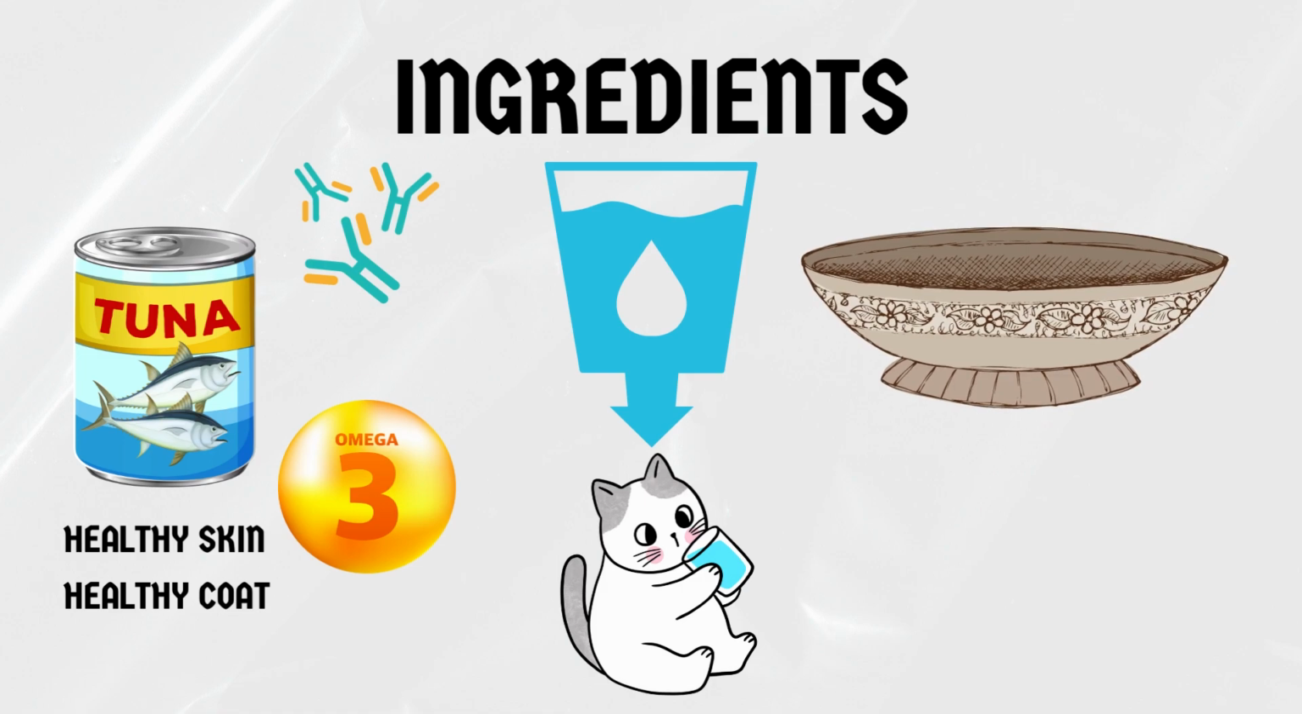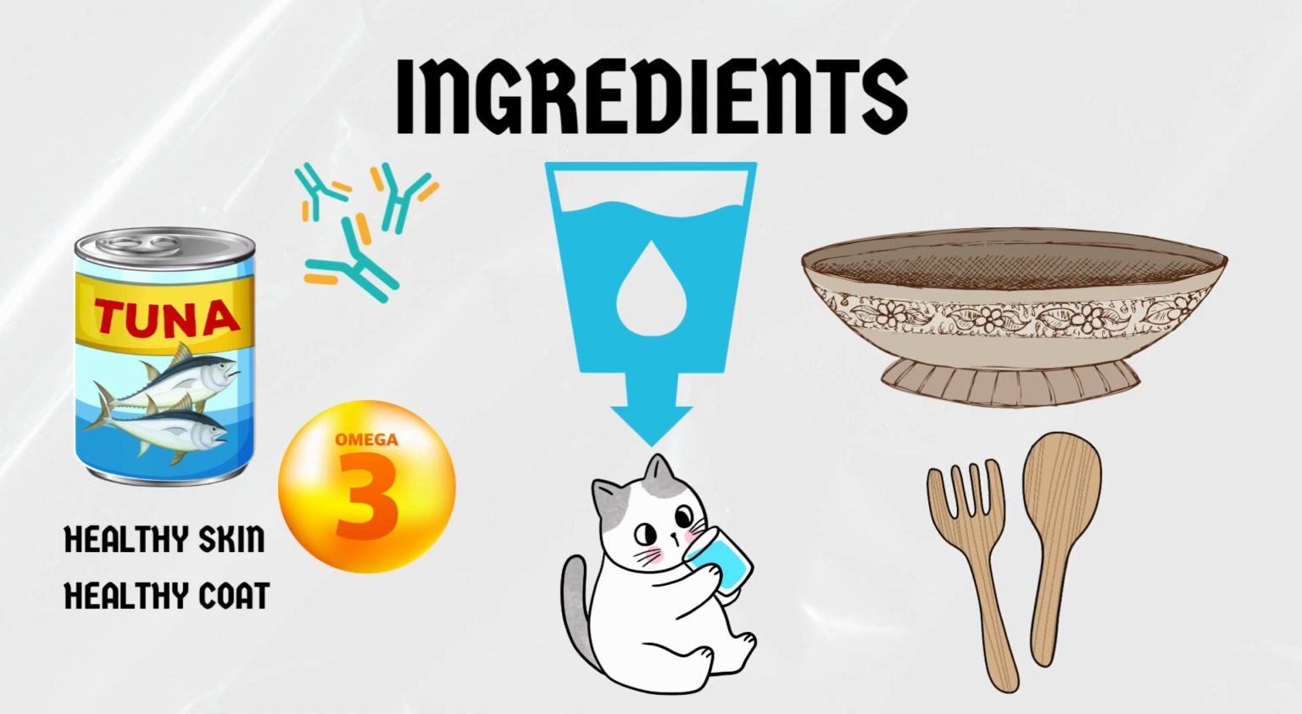A small bowl or container for mixing. Having a dedicated bowl or container for preparing the tuna water will help keep things organized. A fork or spoon for stirring. You'll need a utensil to mix the tuna and water thoroughly.